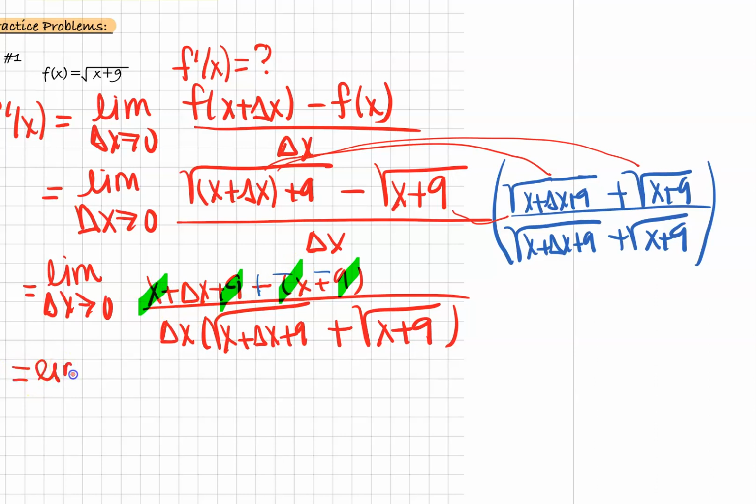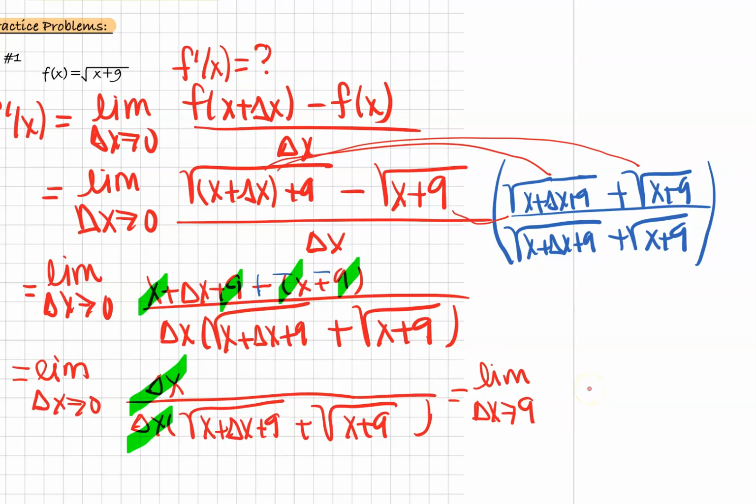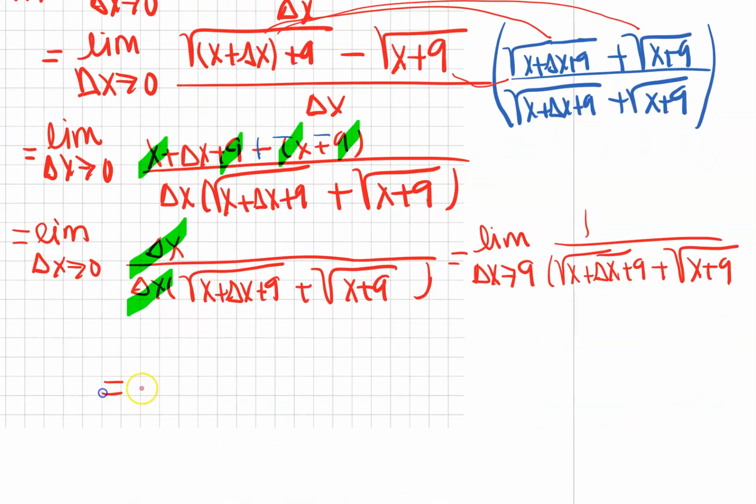So I have the limit as delta x goes to 0. Looks like just delta x again over delta x, this big grouping. Again, next checkpoint, these two cancel. You want to show each of these checkpoints. There's nowhere in these steps that you want to jump, skip ahead, not show work. And so we just have the square root of x plus delta x plus 9 plus the square root of x plus 9. So I'm ready to take my limit, finally.